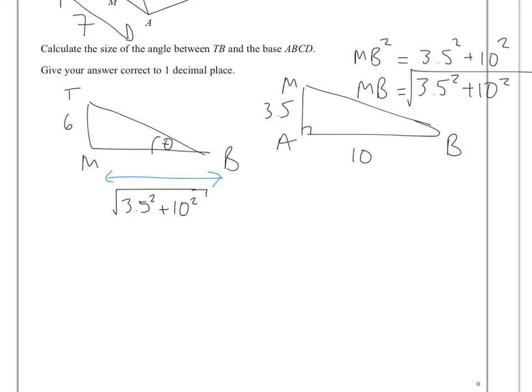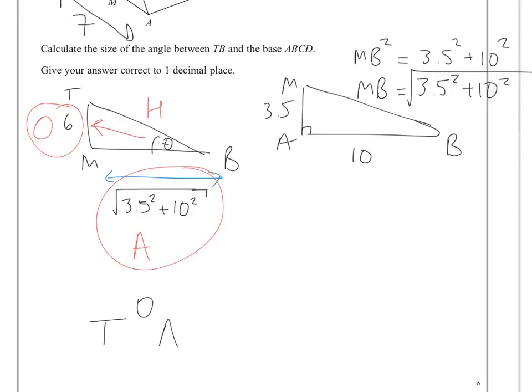I can now use trigonometry on this triangle to work out the angle theta. The length opposite the angle is 6. The longest length, TB, is our hypotenuse. Length MB must therefore be the adjacent. I know the adjacent and the opposite. The formula that links opposite and adjacent is TOA.